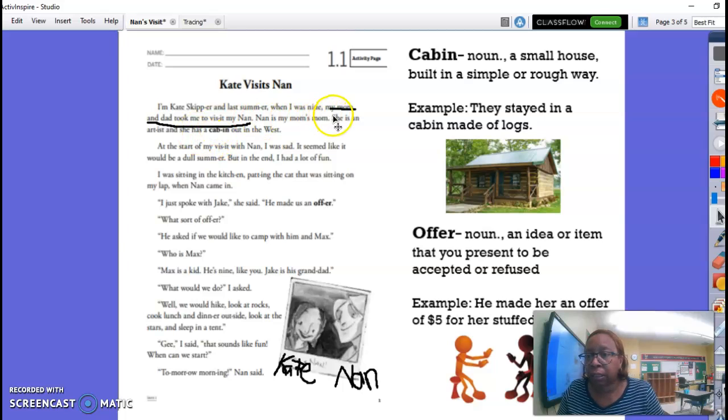And just like I underlined, because I wanted you to see where I got my answer from, you need to underline where you get your answer from.